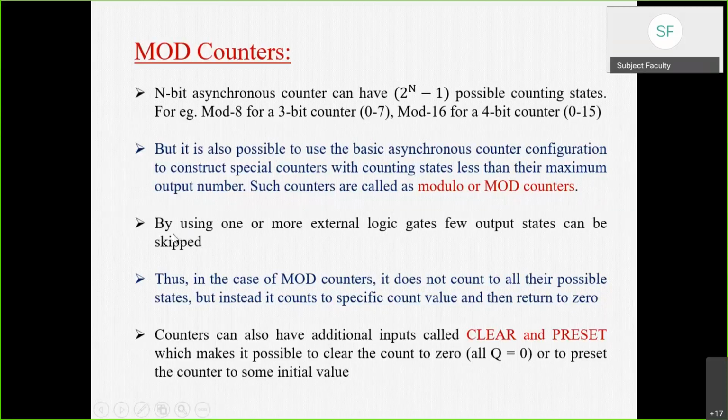So how can you achieve this? By using more external logic gates, a few output states can be skipped. If your mod 6 counter is there, then you are required to skip 2 states, because a 3-bit counter will give you 8 states total, right? But if you are designing a mod 6 counter, then you have to skip how many states? 2 states, right? So these 2 states can be skipped with the help of external logic gates.